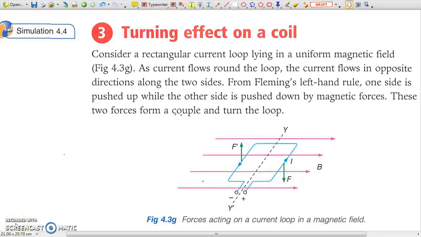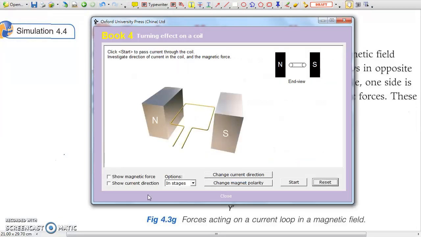3. Turning effect on a coil. The second half of this chapter talks about the turning effect on a coil, which is the mechanism of an electric motor. In this simulation, there is, again, a rectangular coil. It is not a current balance, however. Current flows around the coil, and sometimes we may even have more turns of coil to increase the turning effect.